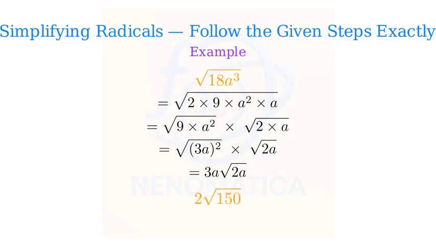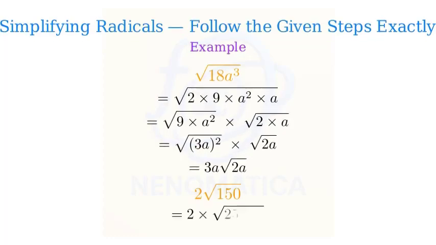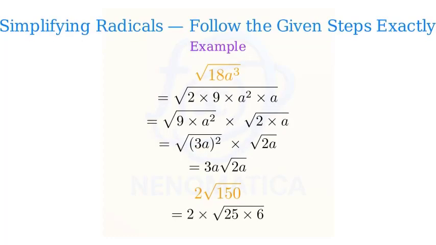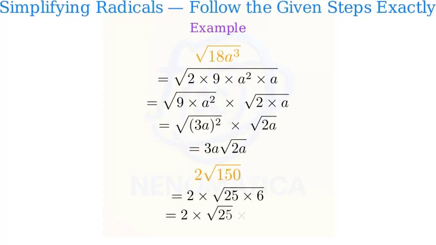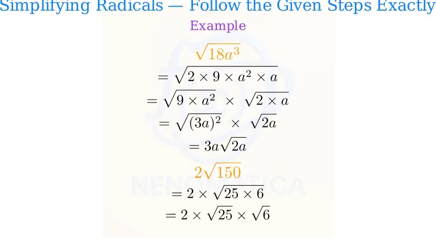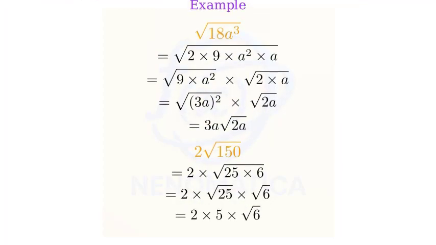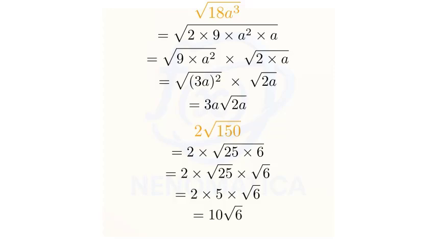Next item. We have 2 times the square root of 150. We factor 150 as 25 times 6. We split the root into the square root of 25 times the square root of 6. We simplify the square root of 25 to 5. Finally, multiply the constants to get 10 times the square root of 6.